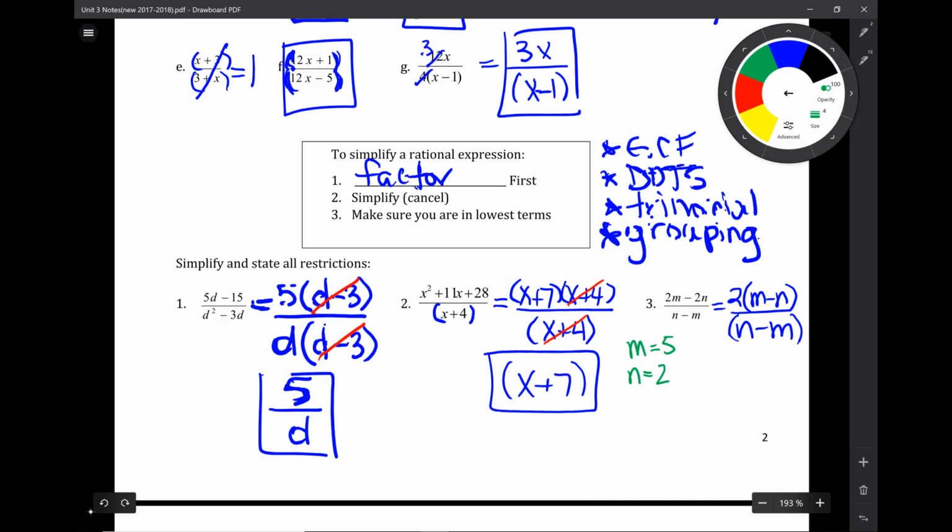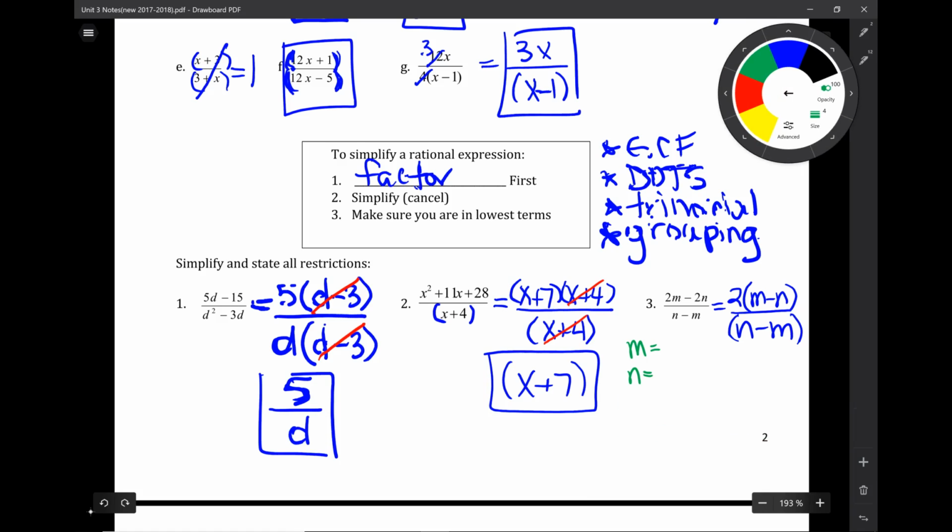If I plug those in for m minus n, I would get 5 minus 2. And the denominator n minus m, I would get 2 minus 5. And what I notice is 5 minus 2 is positive 3 on top. In the denominator, I get negative 3, and that simplifies to -1. Okay, maybe that was just a coincidence. Let's see if it's the same if I pick different numbers. So if I erase those, let's try it again with other numbers.